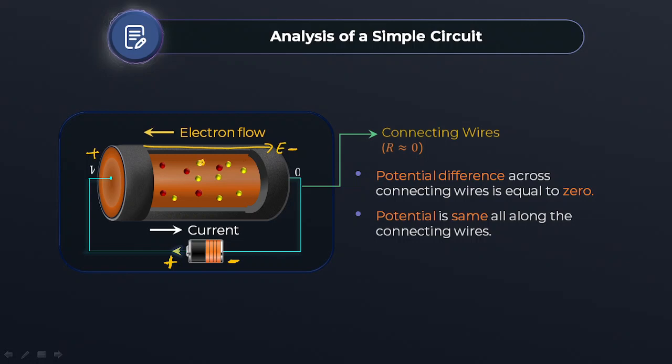Now electrons have negative charge, minus q, so they will move opposite to the direction of the electric field. We all know the force due to an electric field is q into E. Now q is negative, so the direction of force acting on these electrons will be opposite to the electric field, right? So they will start drifting opposite to the direction of the electric field.